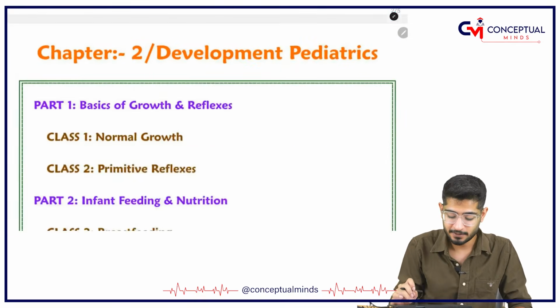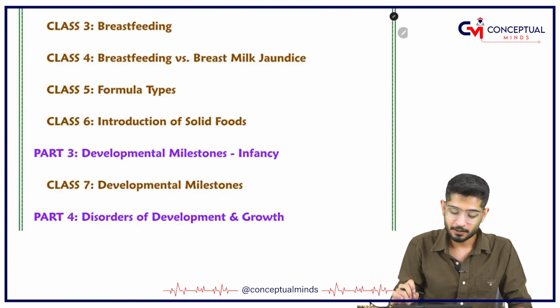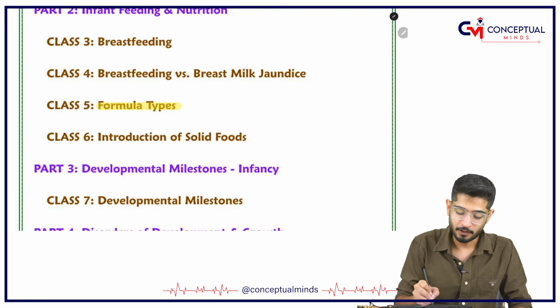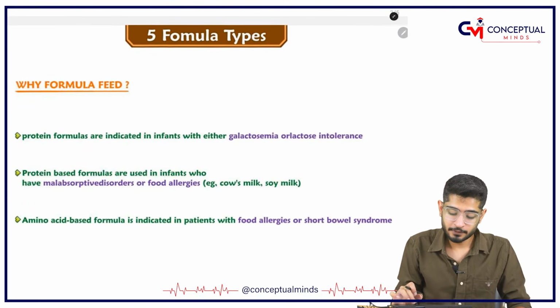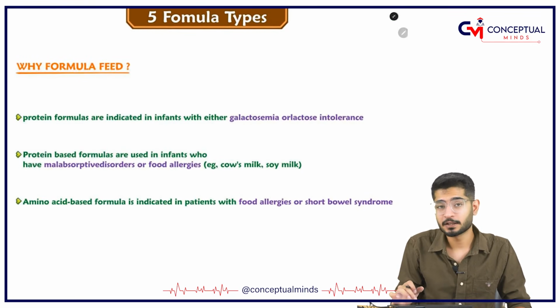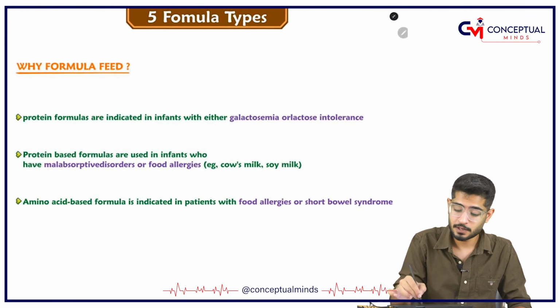The topic for discussion in today's class is developmental pediatrics, if we talk about the broader domain, and in developmental pediatrics we are going to discuss formula types. This is going to be our fifth class. So, fifth class, formula types: what are the important things which you have to understand?